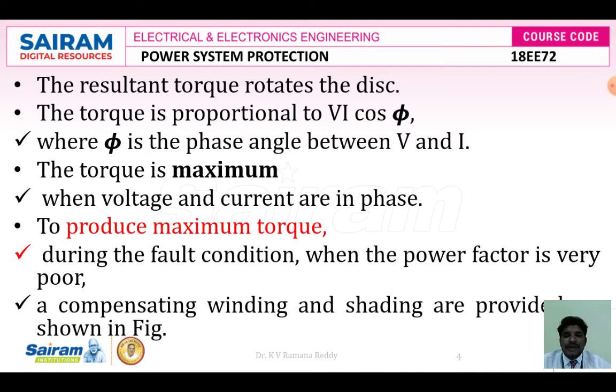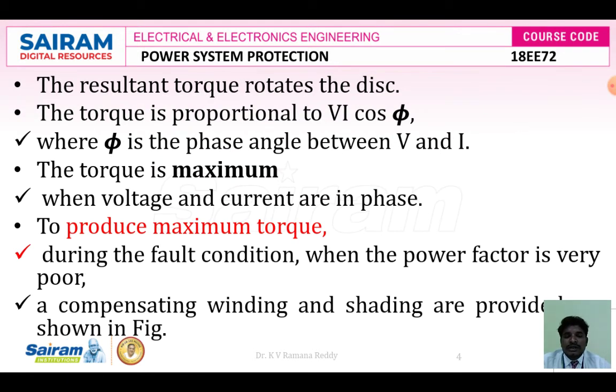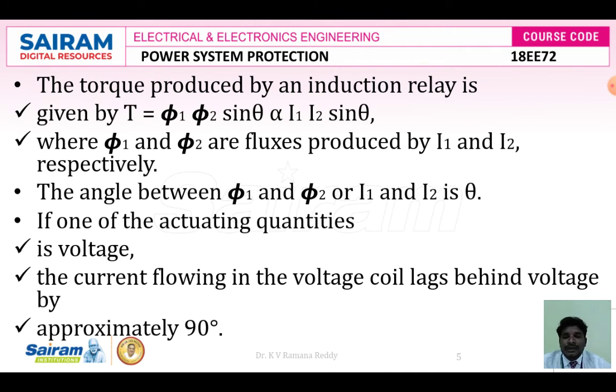To produce the maximum torque during the fault condition when the power factor is very poor, a compensating winding and shading coils are required to maintain the maximum amount of flux and to reduce the reactance in the circuit, or otherwise to reduce the reluctance and to improve the flux in the magnetic circuits.